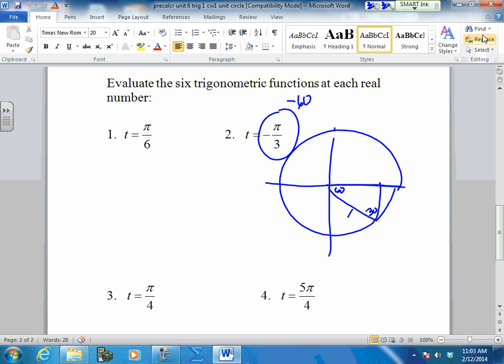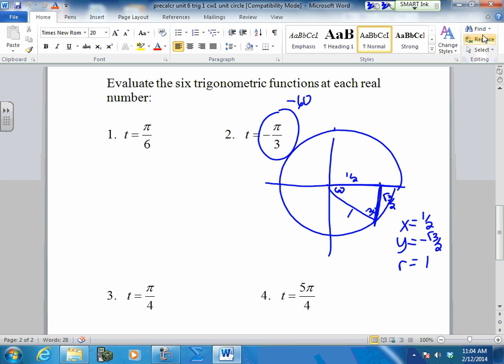So, I'm on a unit circle. I label my sides. Opposite the 30 was my 1/2. Opposite the 60 is my radical 3 over 2. Right? Same triangle that we just did. It's just a different perspective because 60 is my reference angle. But watch. What's x equal to? 1/2. What's y equal to? Negative radical 3 over 2.